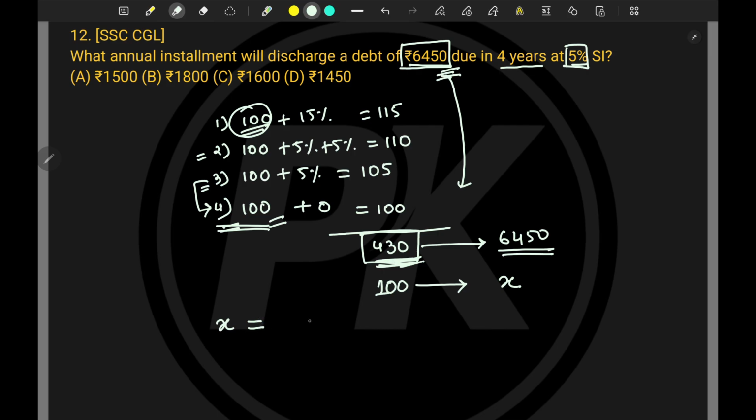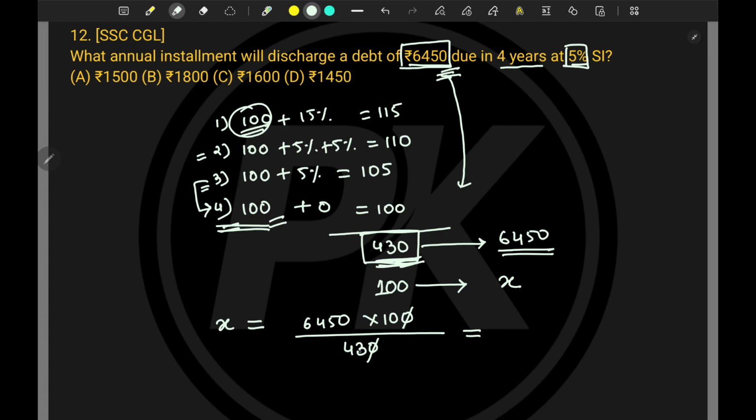So x will be equal to 6450 into 100 divided by 430. So if we just calculate now how much amount it will become, let's try to solve this. So I think, how much it will be.